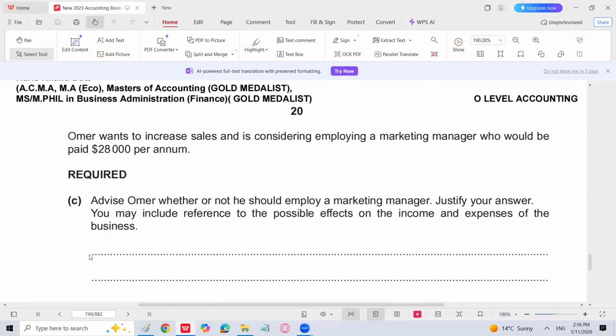Umar wants to increase sales and is considering employing a marketing manager who would be paid $20,000 per annum. Advise Umar whether or not he should employ a marketing manager. Justify your answer. You may include reference to the possible effect on the income and expenses of the business. So that is very good.